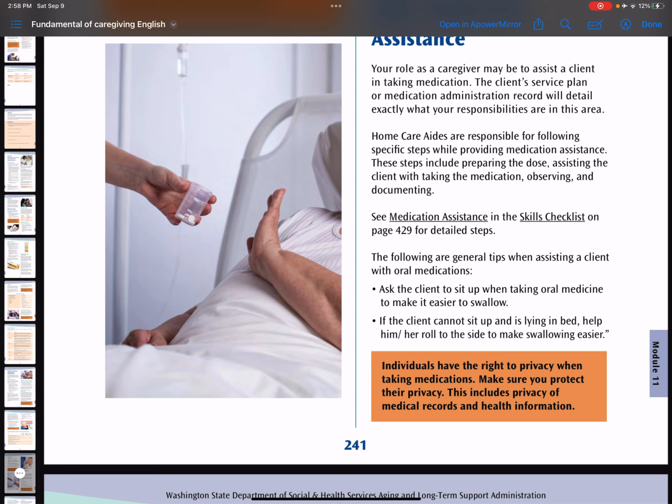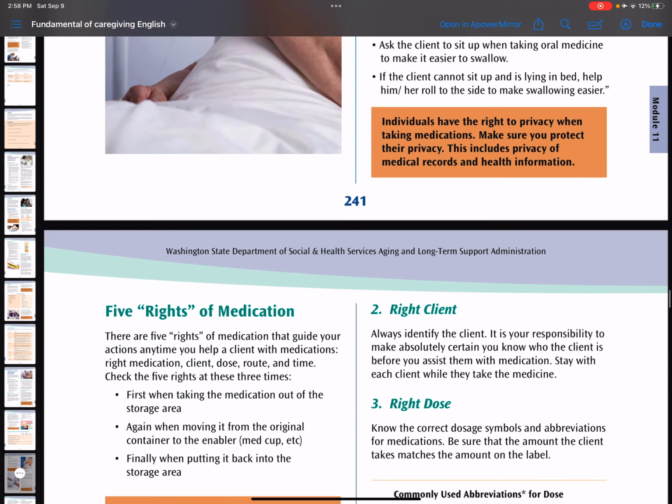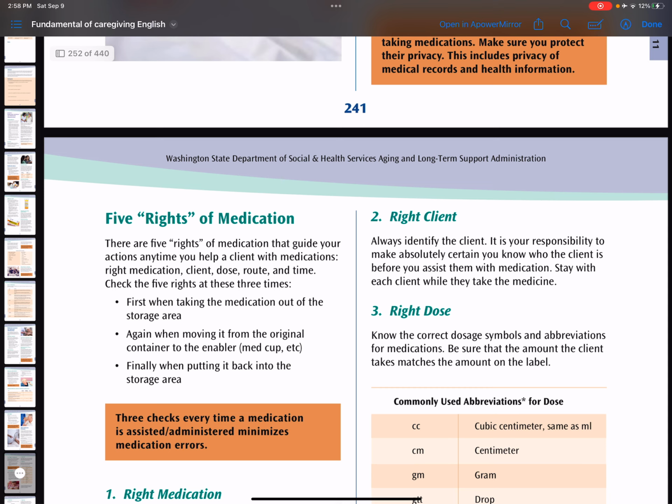That's the general rule. So when you give medication, you need to know the 5 rights of medication. Those are the right medication, the right client, the right dose, the right route, and the right time. So we're going to look at them in detail. And these are the first one.